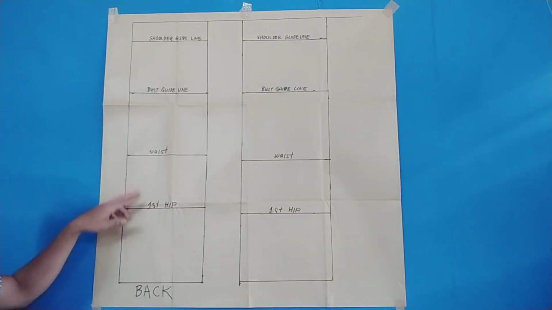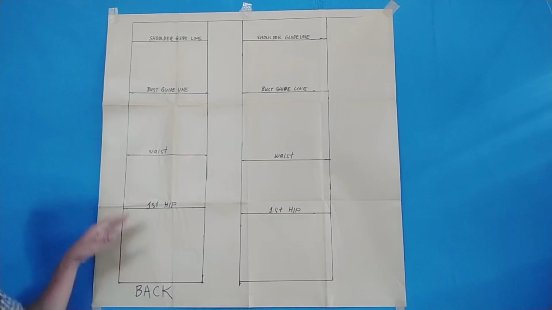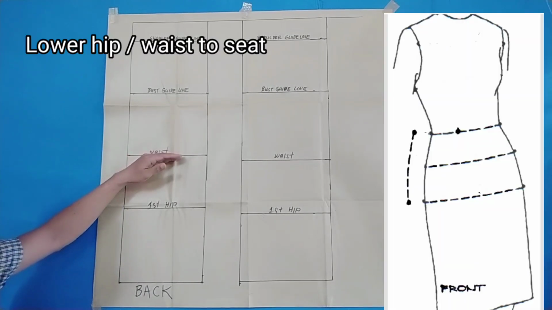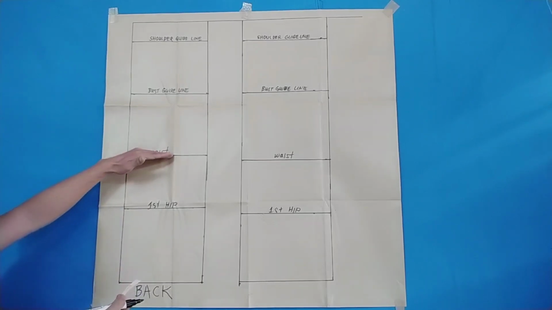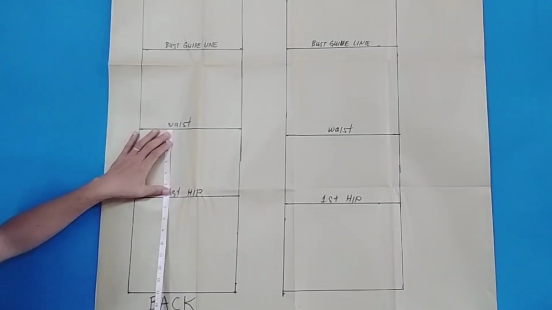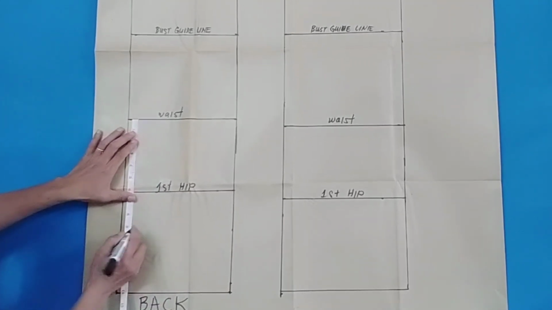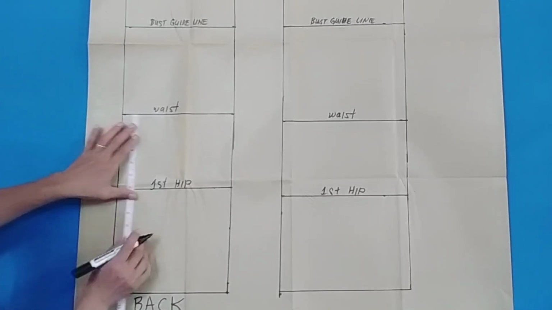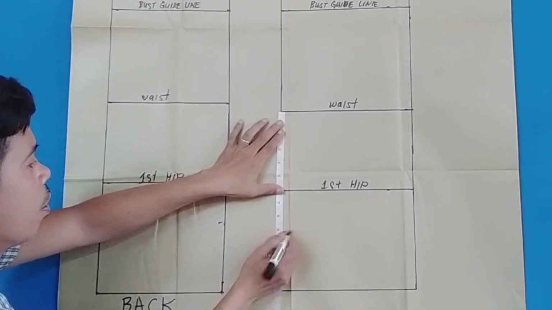So, the second level is the lower hip or the second hip, which is what we call from waist to sit, yung pinaka-broadest part of the buttocks. Okay? Magsusukat tayo mula dito sa waistline din, pababa. Ang aking sukat dito na waist to sit, or for the level of second hip, is 9 inches or 23 centimeters. So, we mark this like that. And also for the front block.